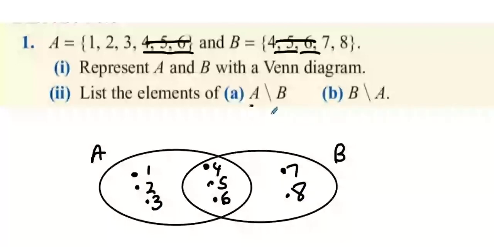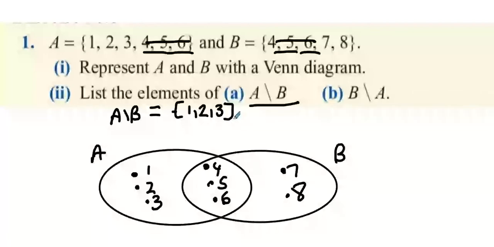Now we're going to list the elements of A less B. A less B means everything in A that's not in B. So everything in A that's not in B would be this region here. You're not allowed to go in the middle because those 4, 5, and 6 are also in B. So the answer is 1, 2, and 3.